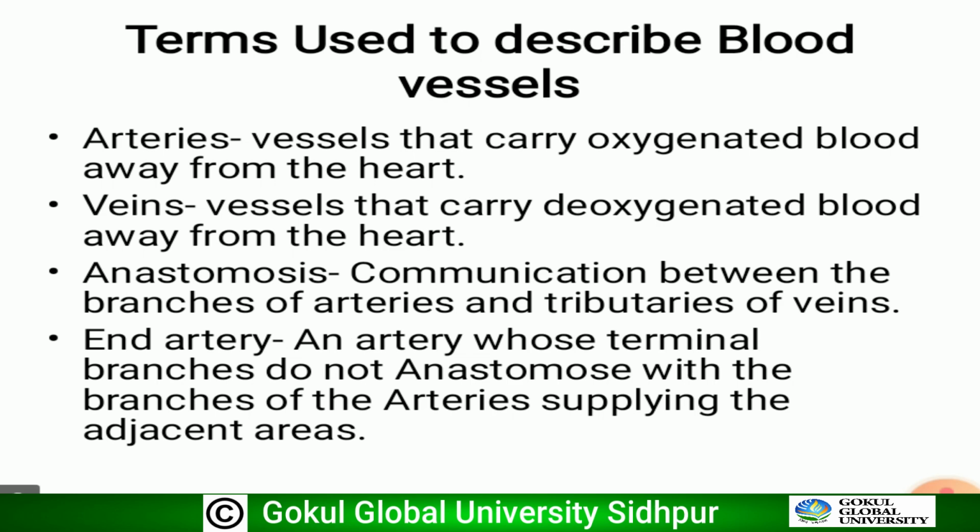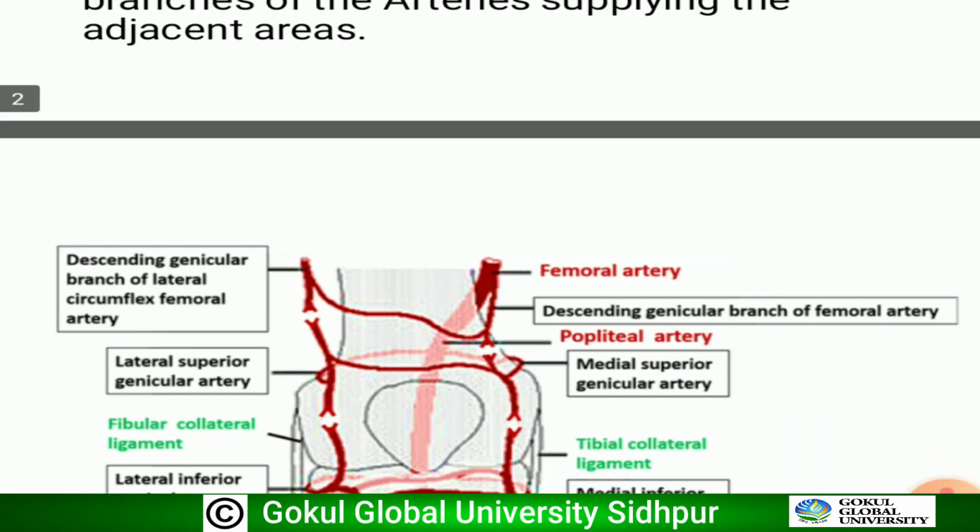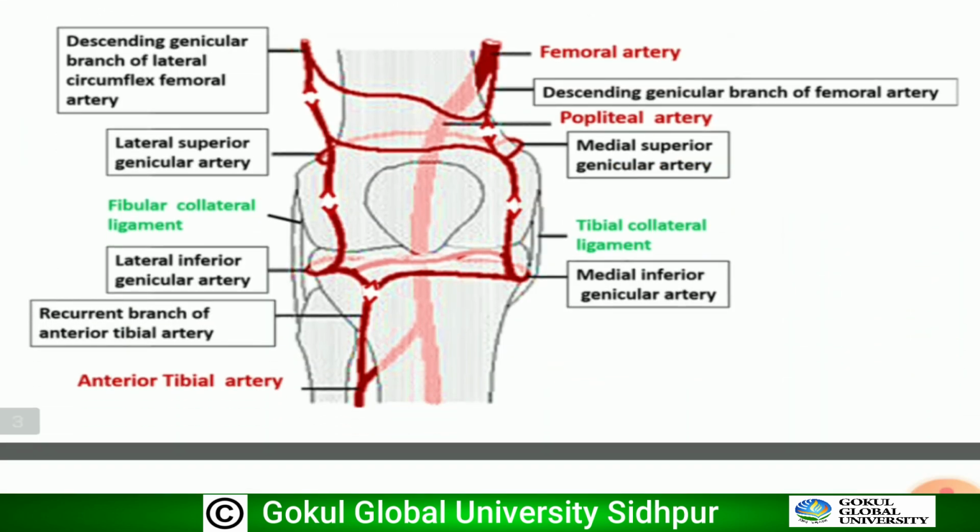In this diagram you can see anastomosis around the knee joints. In short, network like structure between tributaries of veins and artery. Okay.